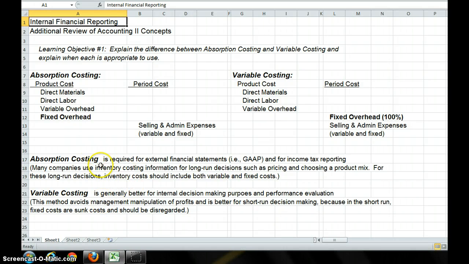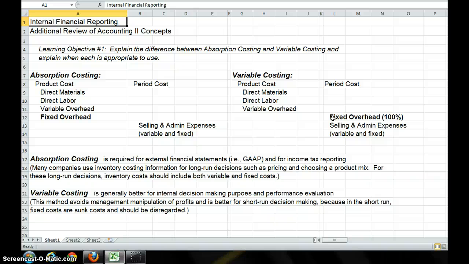As far as when you use the two types of costings, if you're making a long-term decision, you do need to have your products be able to pay not only for their variable cost, but also pay for their fixed costs as well. So long-run decisions should use absorption costing information to make those decisions. If it's a short-run decision, the fixed overhead is going to happen regardless. We already learned that fixed costs cannot be changed in the short run. So if you're making a short run decision, then you should use variable costing information.